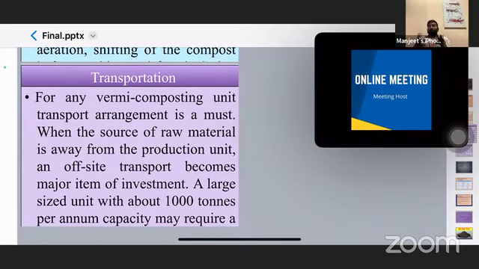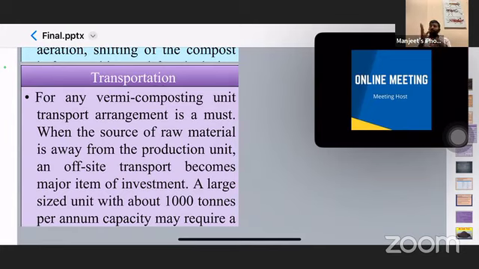Transportation: for any vermicomposting unit, a transport arrangement is a must, because we frequently need raw material and we need to transfer our finished product to the market. When the source of raw material is away from the production unit, offsite transportation becomes a major item of the investment. A large unit with about 1,000 tons per annum capacity may require a 3-ton capacity mini truck, while a small unit, particularly with raw material available near the site, needs less.